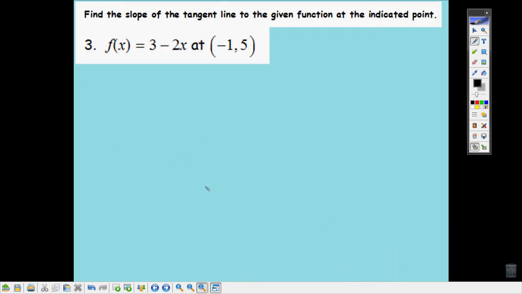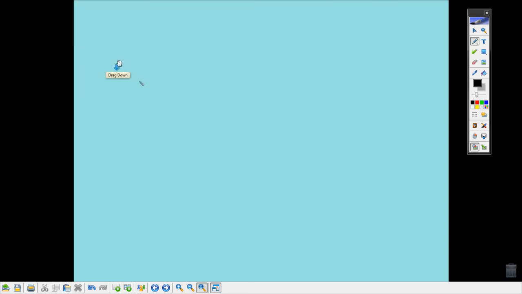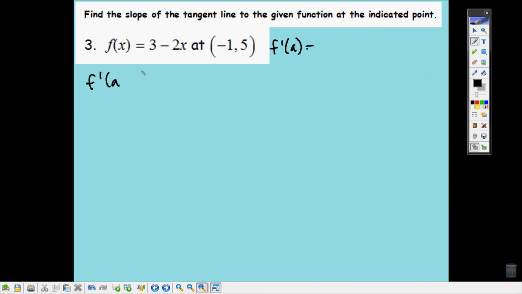Okay, so now in the second section, it says to find the slope of a tangent line to the given function at the indicated point. So remember that the limit definition is still the same. The only difference is when we're talking about f prime of a, we've already chosen the point. So this is very specific. When we are specific, we're then talking about the slope of the tangent line at that specific point. Okay, so that f prime of a is equal to the limit as h approaches 0 of f of a plus h minus f of a all over h.